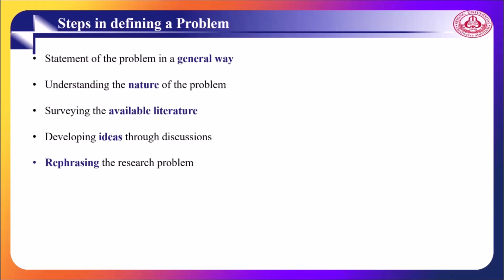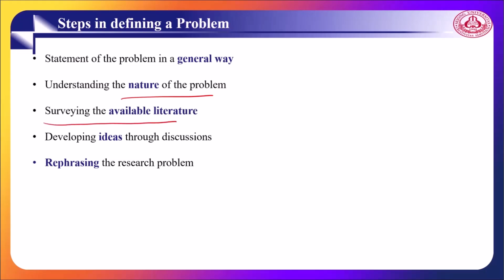This initial statement provides a foundation for understanding the scope and context of the issue. So we try to understand the nature of the problem that we are going to solve. We try to investigate the problem's characteristics, causes, and implications. This step involves breaking down the problem into its components and understanding its underlying dynamics.